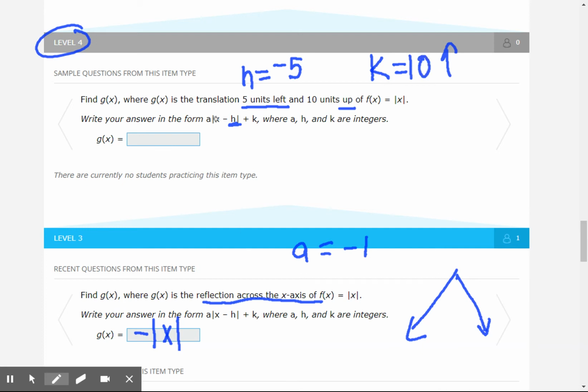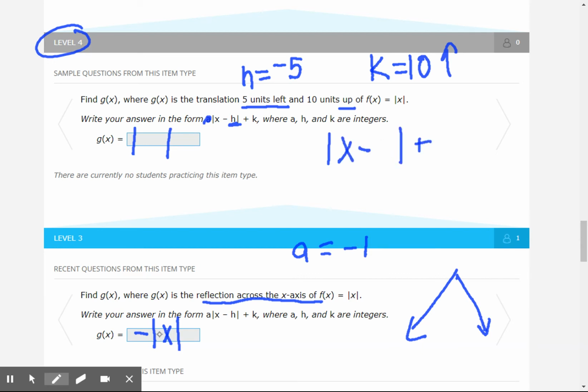So what we're going to do, it doesn't talk about stretching, compressing, or reflecting, so A is not going to change. It's just going to be 1. But inside the absolute value, I'm going to write it over here for right now, we have x minus.